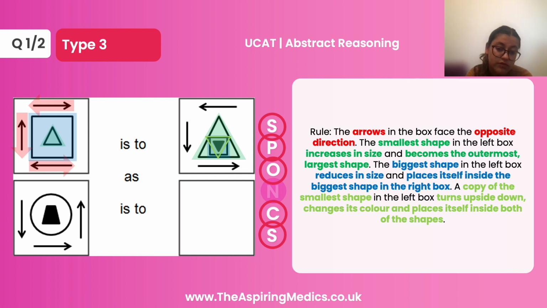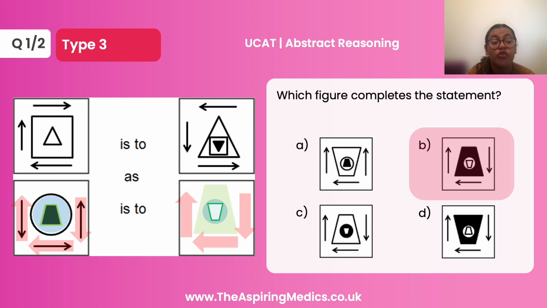So keeping all these rules in mind, let's think about what happens to this third shape at the bottom. So first of all, each of the arrows need to change their direction. So if something's pointing downwards, it needs to now point up, and vice versa. We also know that the outermost shape, which is a circle, will now go inside. So we have a circle in the middle here. The innermost shape will go outside and become the biggest shape, but it also stays on the inside, but it's flipped and it is a different color. And the only answer choice that satisfies all of those conditions is answer choice B.